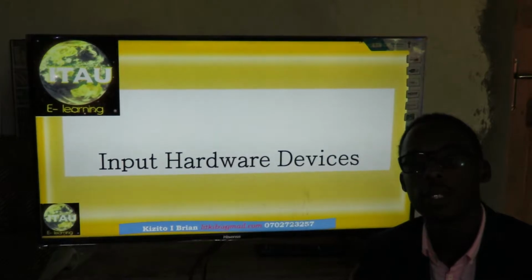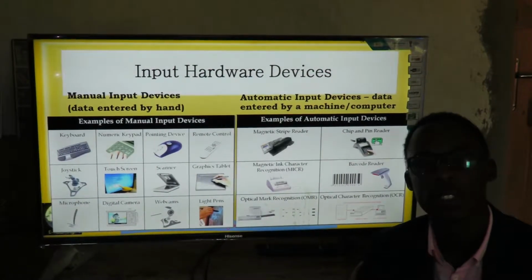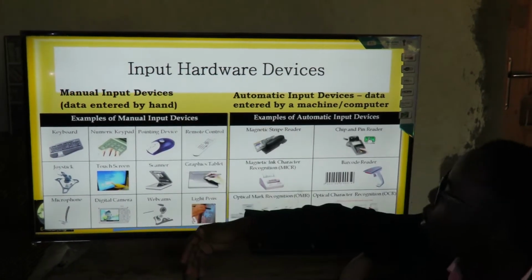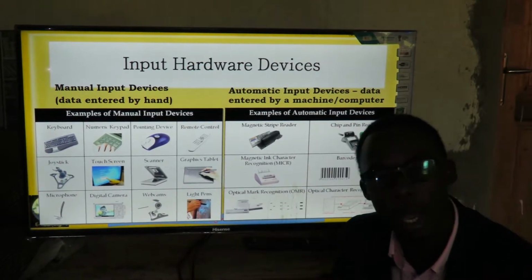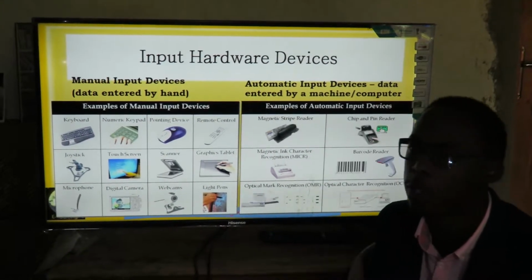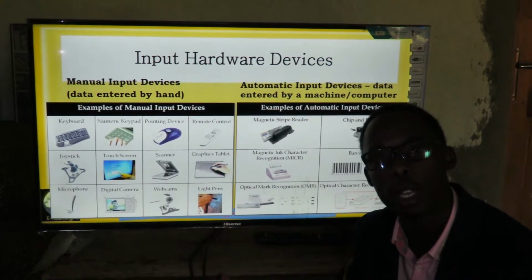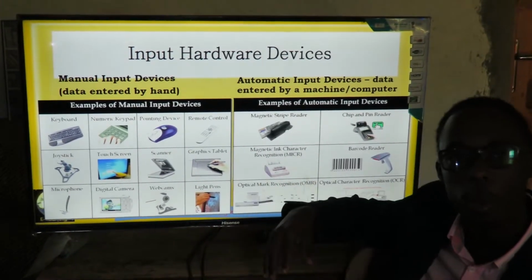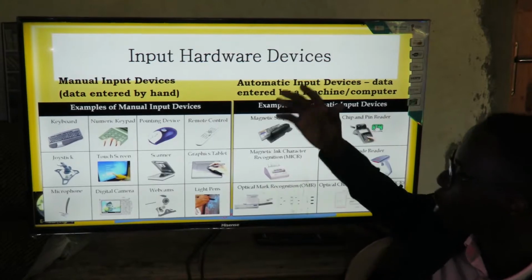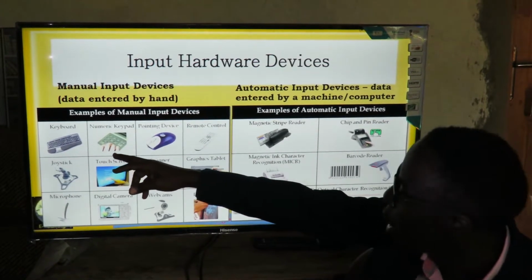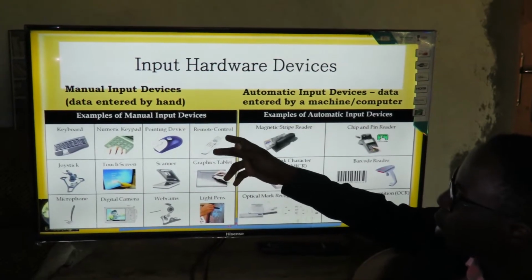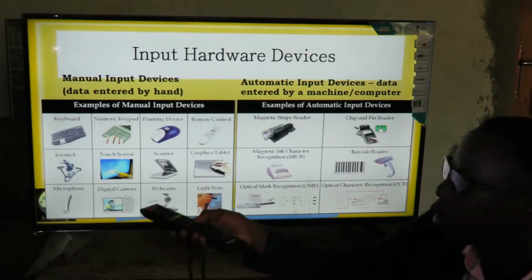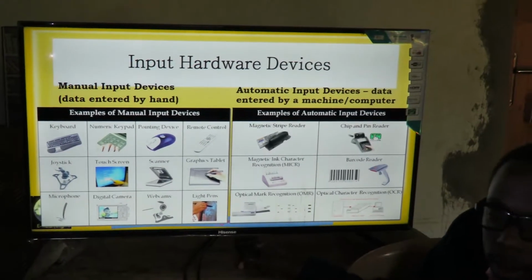Input hardware devices are broadly grouped into two main categories. We have the manual input devices and the automatic input devices. The manual input devices need a hand of a user for the data to be entered into the computer, whereas the automatic input devices do not need external support for them to enter the data into the computer. Take an example of a keyboard, numerical keypads, the mouse, the remote controls. You need to direct the remote. You press the remote for the data to enter into the machine.